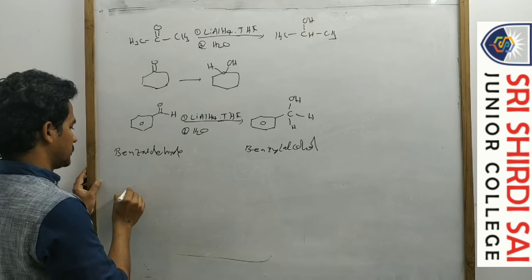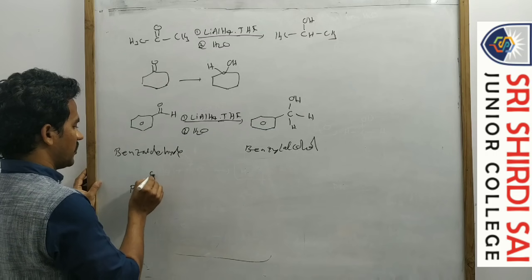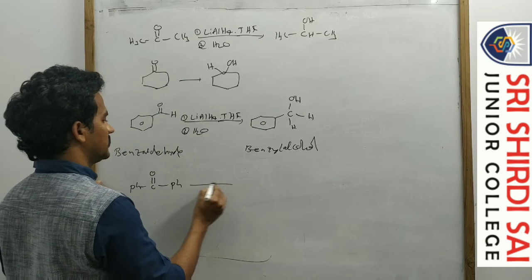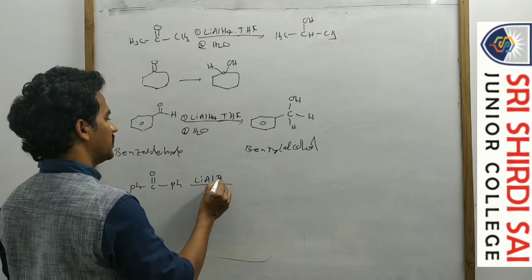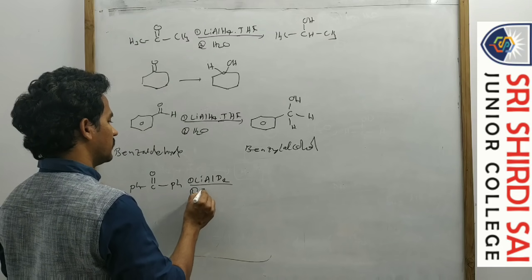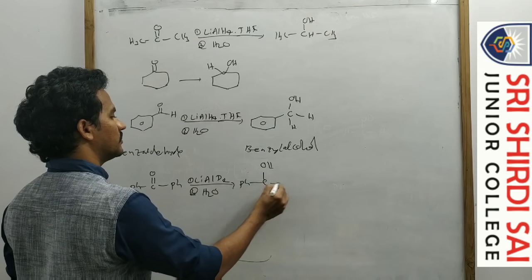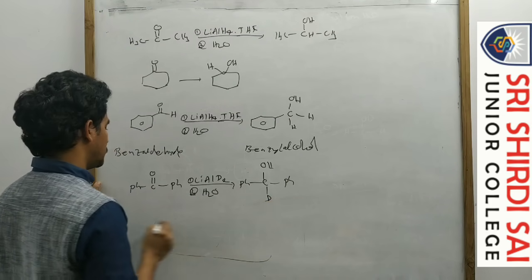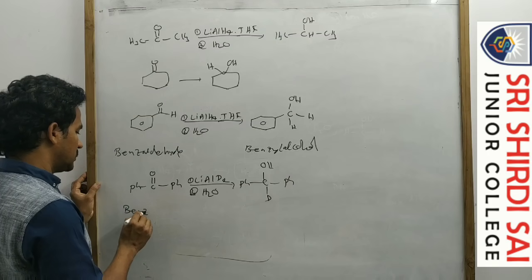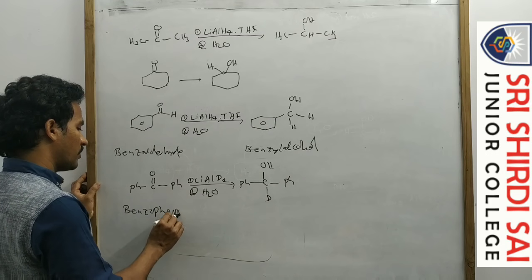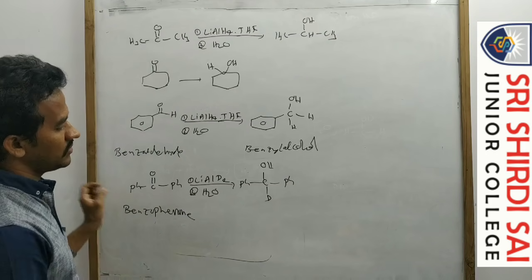Next, suppose PhC double bond O Ph, with LiAlD4 and next the H2O. In this case, OH here, Ph here, Ph here. This is benzophenone. That's it.